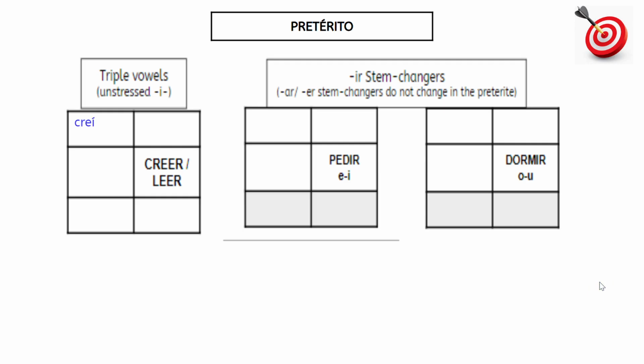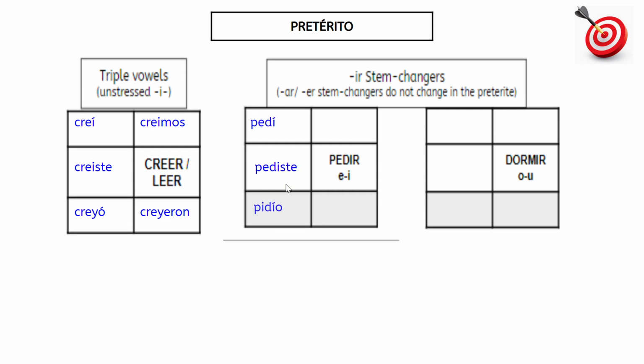We know the rule that we can't have an I trapped in the middle of 2 vowels, and that would happen in third person, singular and plural. Creió, we can't trap an I in the middle of 2 vowels, so change them to a Y.